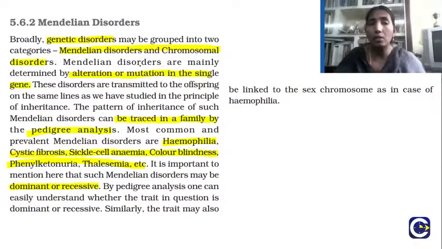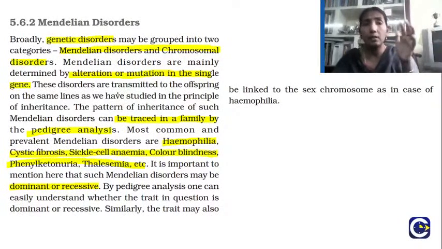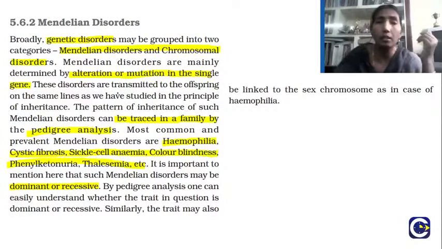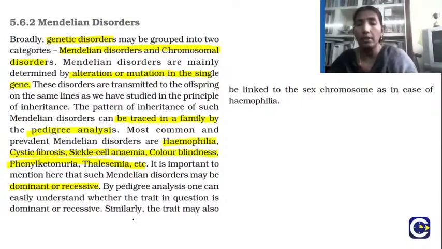If I say Mendelian disorders, there is an alteration or mutation in a single gene. So they are transmitted to the offspring along the lines of inheritance we studied in principles of inheritance. So you can easily trace them out by using pedigree analysis. The most prevalent Mendelian disorders are hemophilia, cystic fibrosis, sickle cell anemia, color blindness, phenylketonuria and thalassemia. But you have to know whether they are dominant or recessive. Depending on that, we have to know.